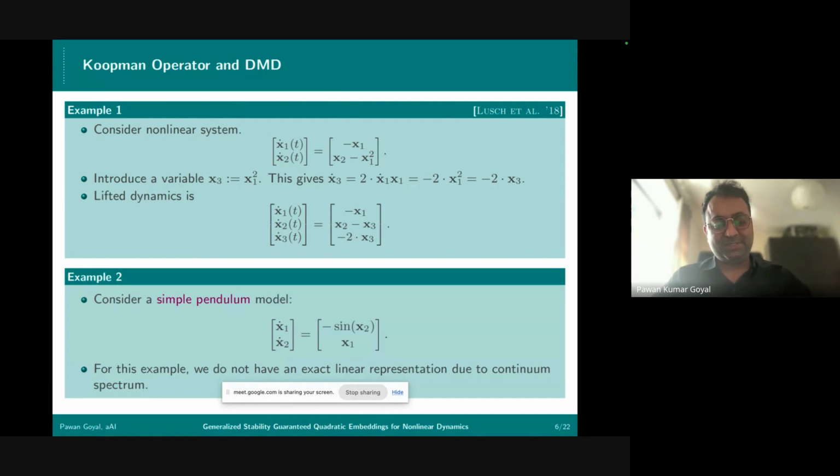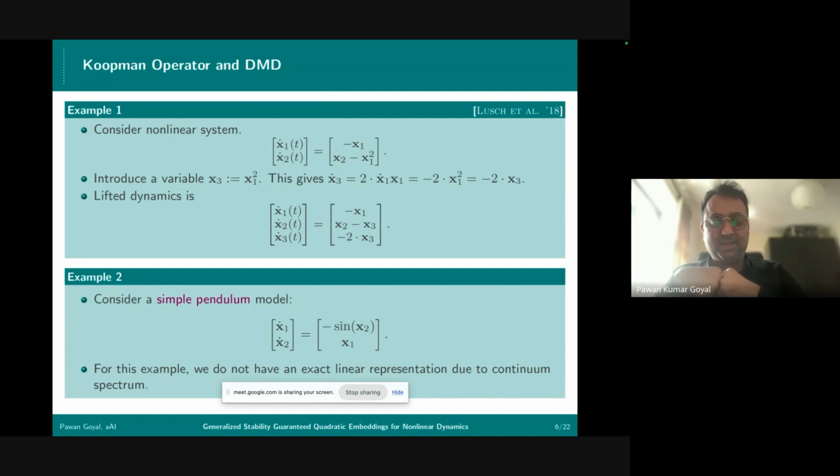But it can happen that sometimes we get it, even for a simple example like the pendulum, which looks simple, but there exists no finite dimensional approximation which can exactly represent the pendulum dynamics as a finite dimensional linear system. However, we can approximate it by truncating some of the higher frequencies, but it will not be an exact representation in the finite dimensional linear setting.